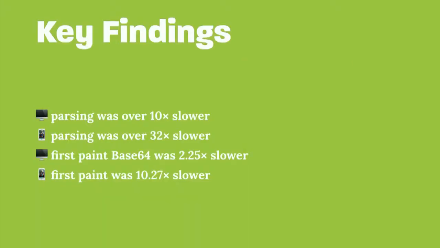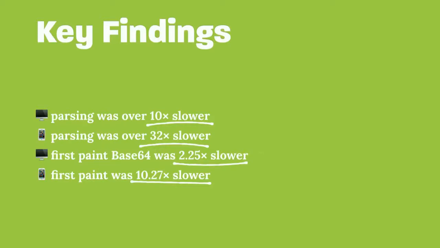Just pulling these findings out into something a little more digestible. On desktop, parsing a style sheet was 10 times slower if it was base64 encoded. On mobile, parsing the style sheet was over 32 times slower if that style sheet was full of base64 encoded assets. On desktop, first paint was over twice as slow with base64 encoded assets, and a staggering 10.27 times slower for first paint on a mobile device. Simply moving images from image files and into CSS had a cost of over 10 times more for first paint.